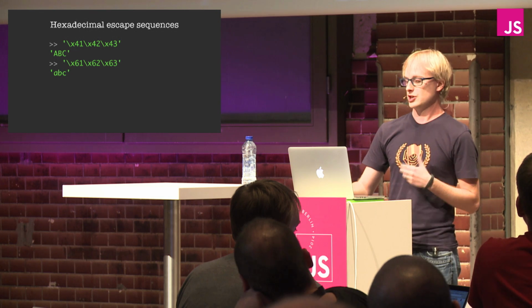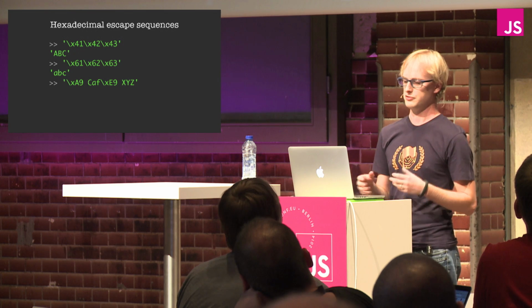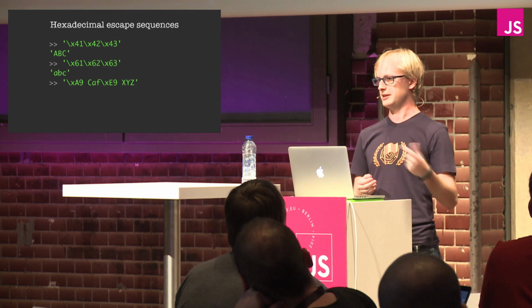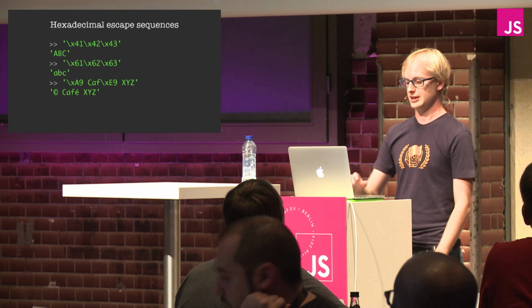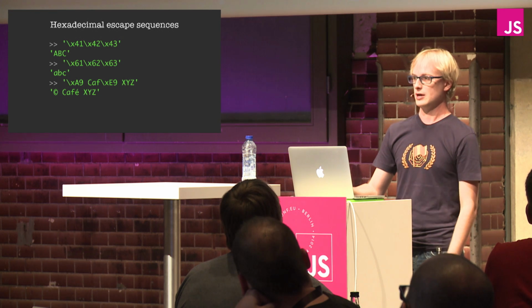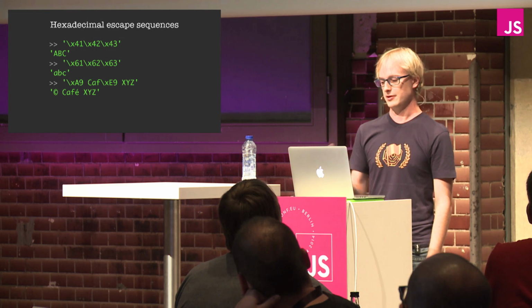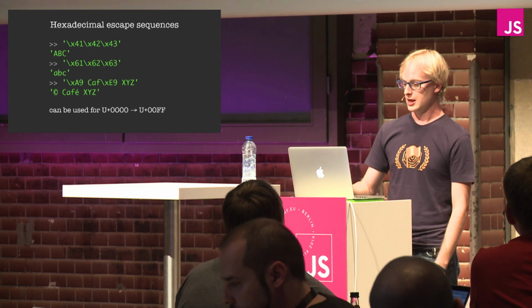And this is useful because sometimes you have these weird characters that are maybe hard to type on your keyboard, or you want to avoid encoding issues if you save the file with a different encoding for some reason. And then you can use these escape sequences to represent such characters. So this is useful, but we're still limited to only 2 hexadecimal digits here. So this can only be used for code points up to FF, which is not a lot of code points.